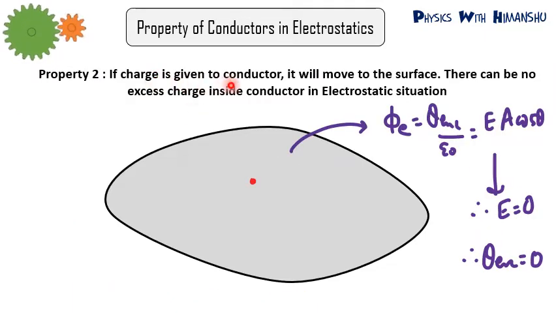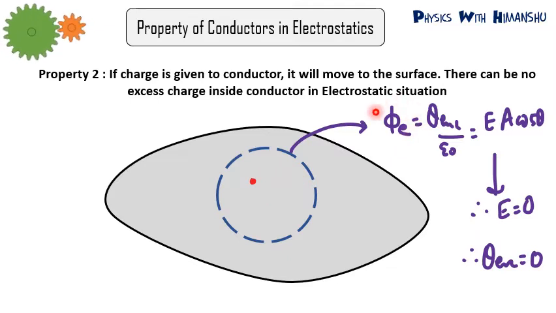If charge is given to a conductor, it will move to the surface. There can be no excess charge inside a conductor in an electrostatic situation. Suppose there is a charge Q inside the conductor. Now, if there is an imaginary surface like this, then the flux through this surface will be equal to charge enclosed divided by epsilon naught. Another formula of flux is EA cos theta. But we know that E is equal to 0, we just proved it in the last property. Since E is 0, the charge enclosed will be 0.